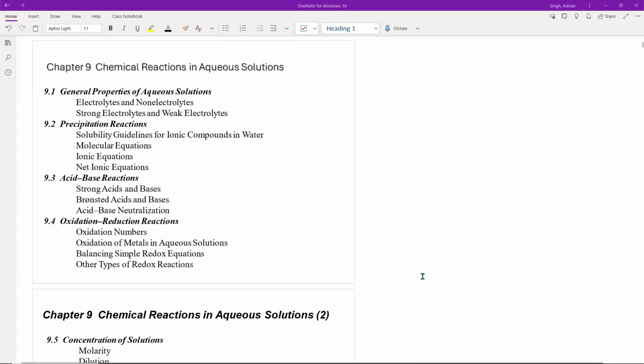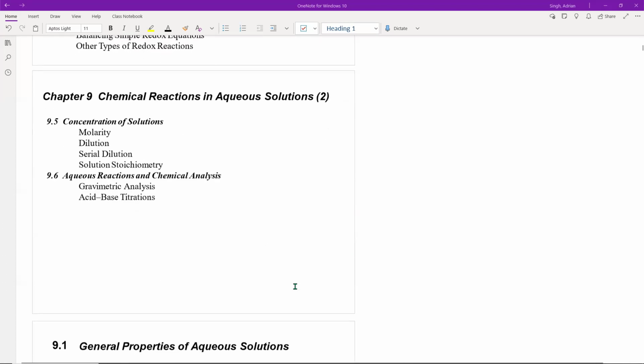Okay, so now that we've seen how to represent chemical reactions and chemical equations, we've done all sorts of things with chemical equations. We are now going to take a look at examples where we actually do encounter chemical reactions in an everyday setting. And what we're going to take a look at now are chemical reactions that occur in aqueous solutions. And this whole chapter is going to be focusing on aqueous solutions and reactions that occur in this particular environment.